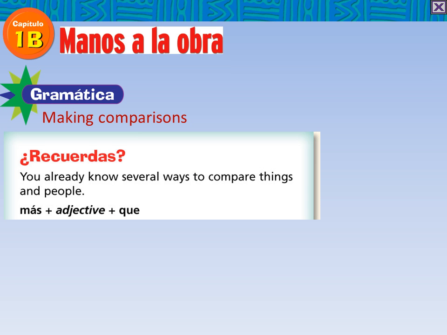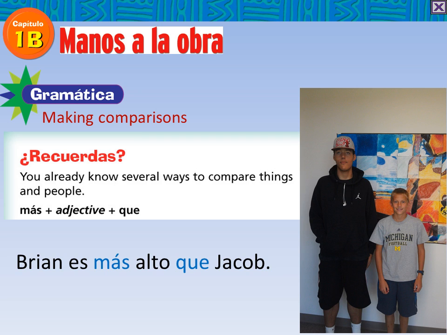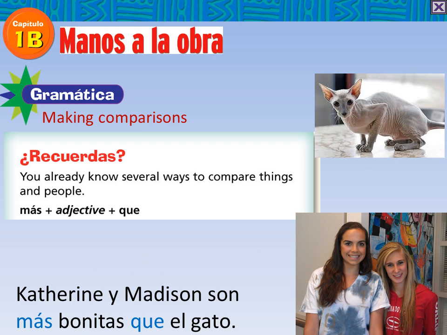Okay, para empezar, we're going to go back to the basics that you supposedly learned last year in Spanish 1 of how to compare and say something is more beautiful than something else, more intelligent than something else. Más, add an adjective and then add que. Un ejemplo. Brian es más alto que Jacob. Brian is taller than Jacob. Catherine y Madison son más bonitas que el gato. El gato no tiene pelo. So notice that we also made bonita agree with the girls. So it's bonitas, and even the verb ser had to change to son.